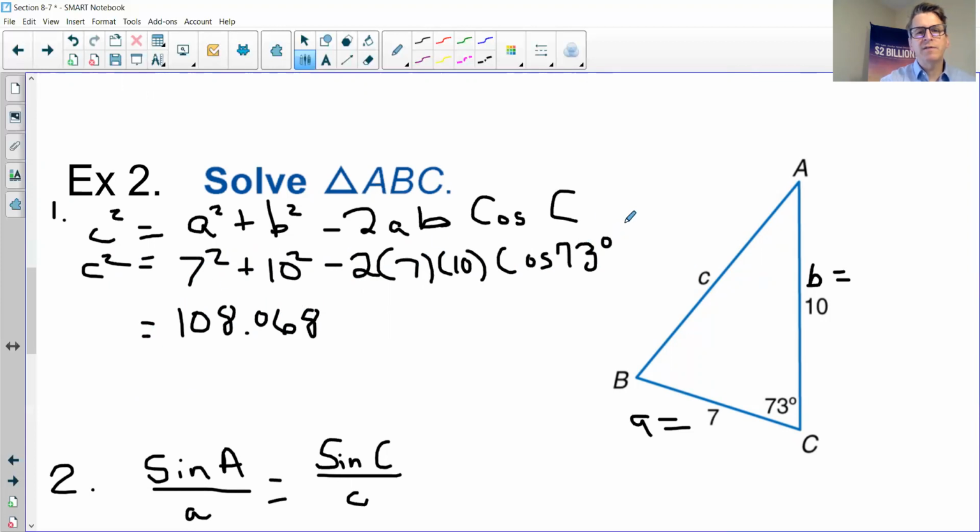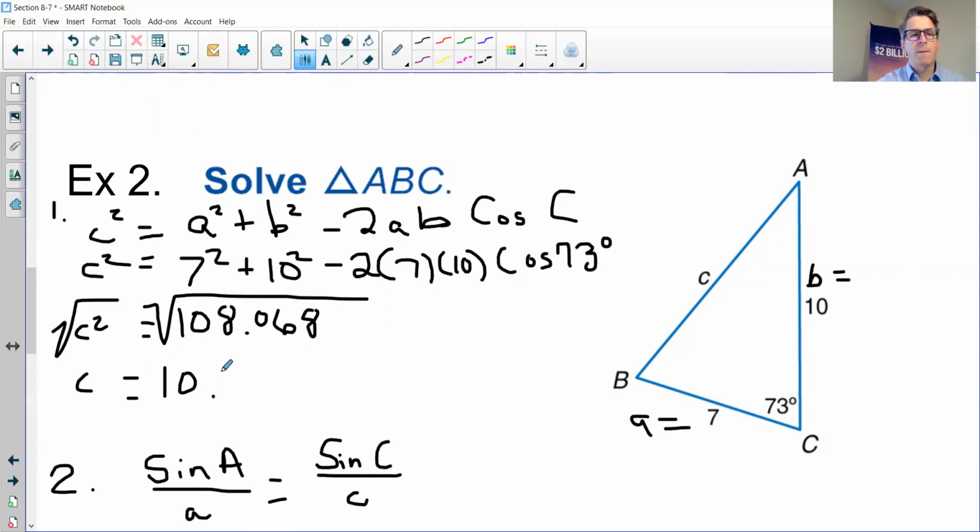If you calculate this out, that's equal to C squared. Now, taking the square root of both sides, side C is 10.4. So side C is 10.4. So now you have all 3 sides.